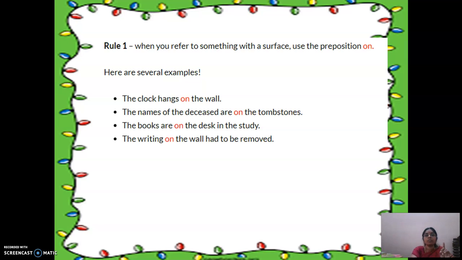First rule is when you refer to something with a surface, use the preposition on. Right? One example, the clock hangs on the wall. The names of the deceased are on the tombstones. The books are on the desk in the study table. The writing on the wall had to be removed. So all these are examples and rules for using the preposition on.